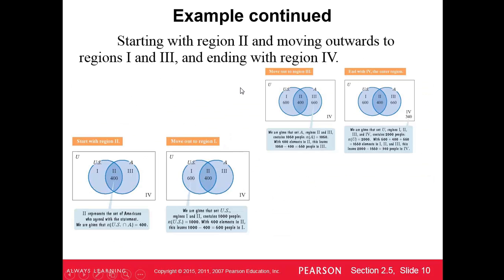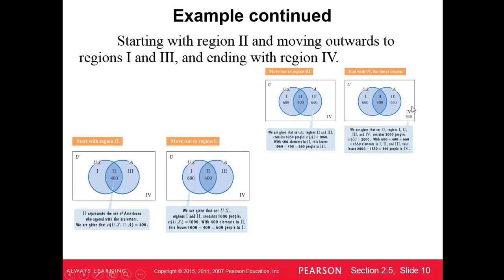Now, we do know that on the other side, the set of people that agreed was 1,060. Well, wait, we already knew that there were 400 in the center, so we should be able to do some subtracting. 1,060 minus 400. Oh, that's where our 660 comes from. See what we're doing? Giving you some time here to think about that as we're walking through the problem.